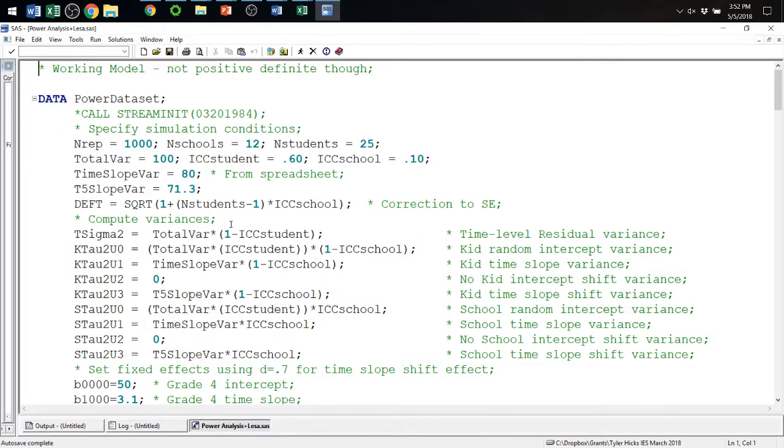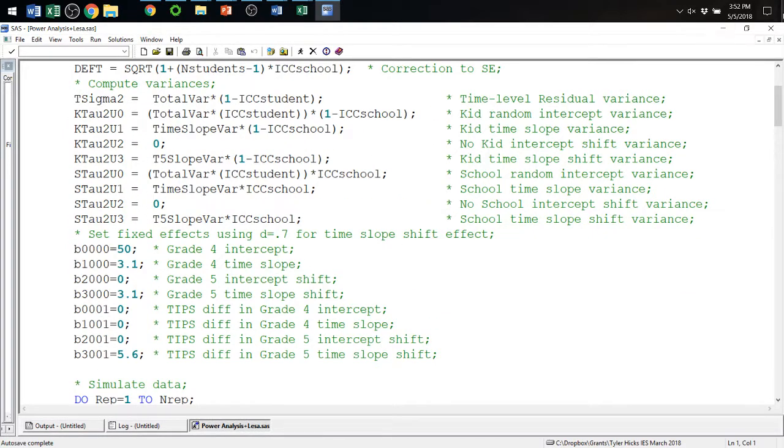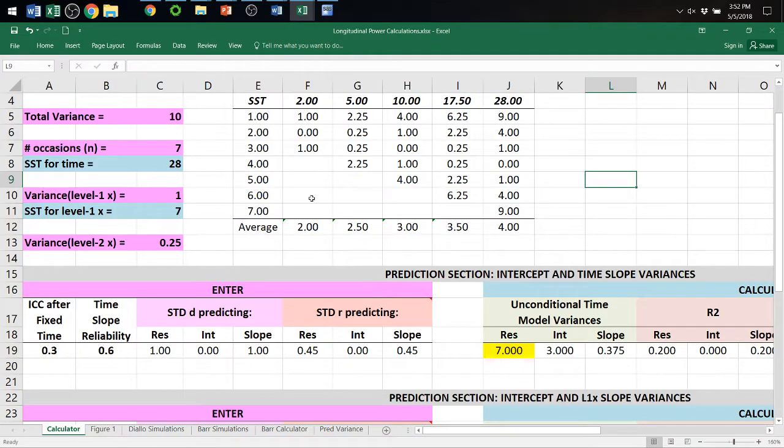But I do have a SAS program that calculates power for a level 3 predictor in predicting slope differences across time. So it's time nested within children within schools. And so I'd be happy to share this resource too if you care about that.